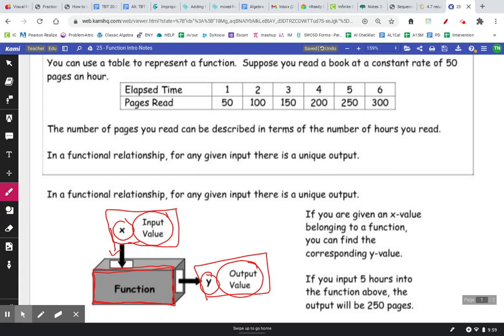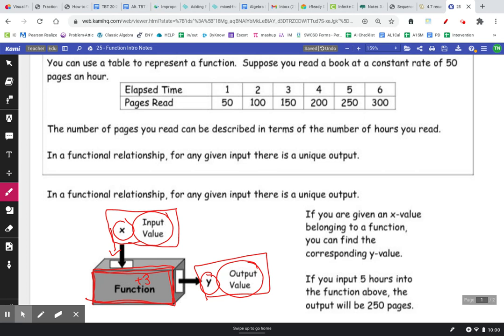I'm going to say this machine is doing +3. Okay, and what that means is I'm going to drop an x value, or an input value, into this machine. The function is going to do +3 to whatever I put in, and out on the other side is going to be what I put in +3.